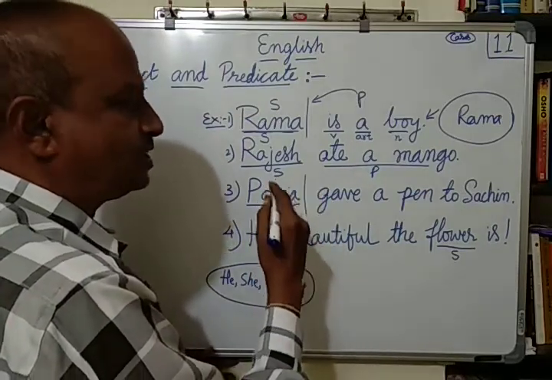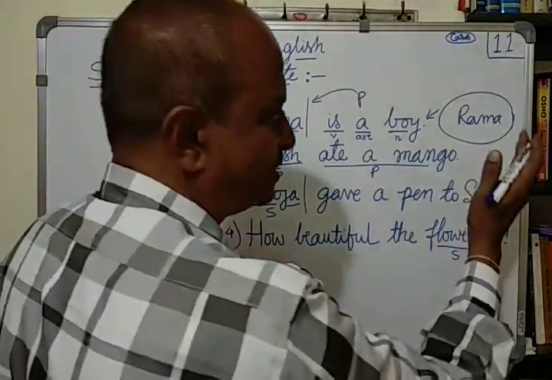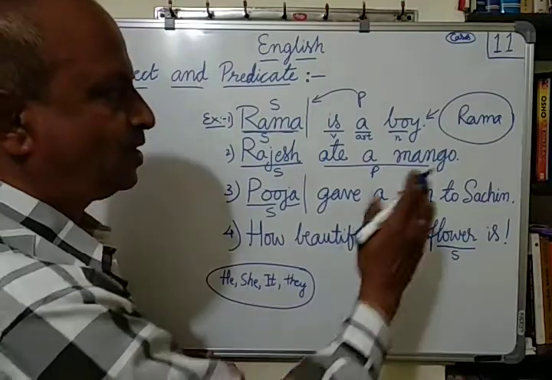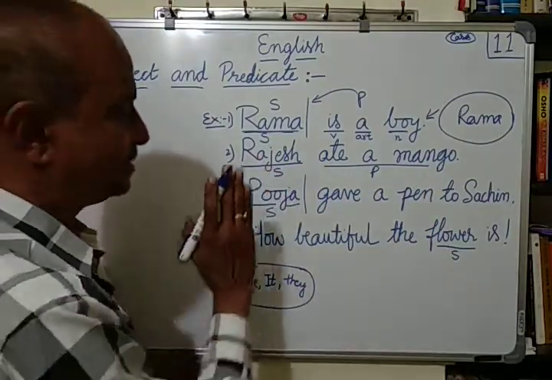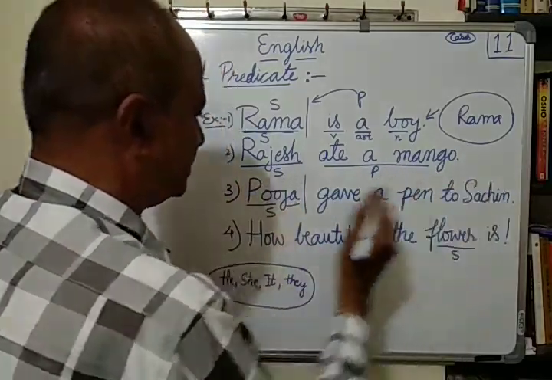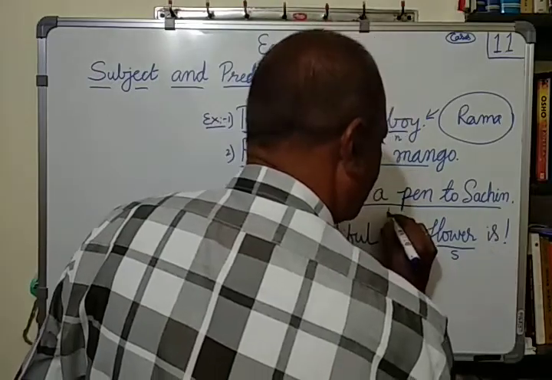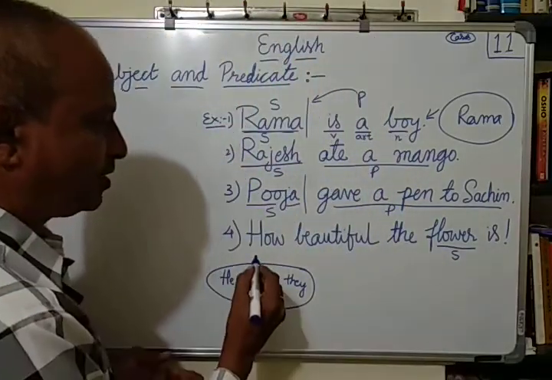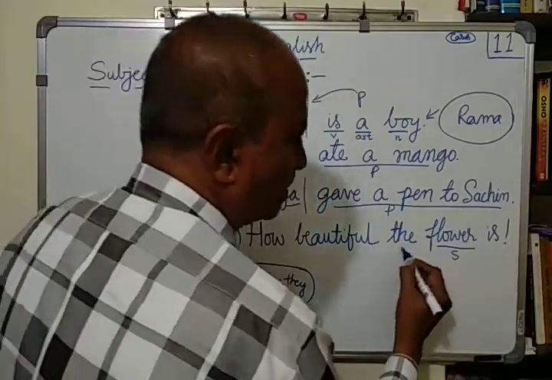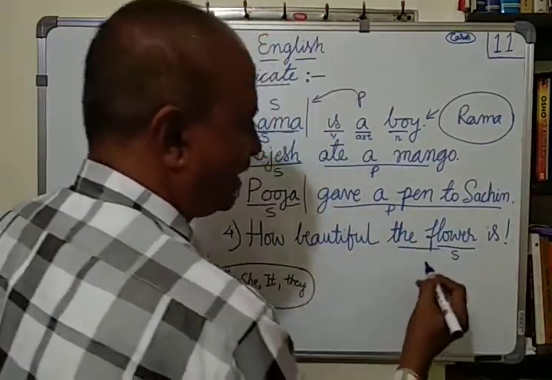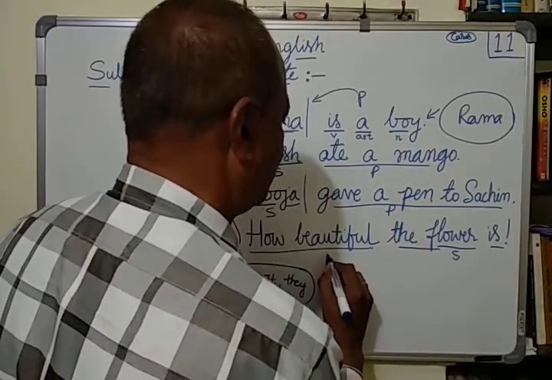It is talking about Puja. What did Puja do? Puja gave a pen to Sachin. Sachin is just there. He is not giving anything or doing anything. So Puja is important in this sentence. Puja is the subject, gave a pen to Sachin is the predicate. And coming to the fourth one, how beautiful the flower is. The flower is the subject, and how beautiful is the predicate.